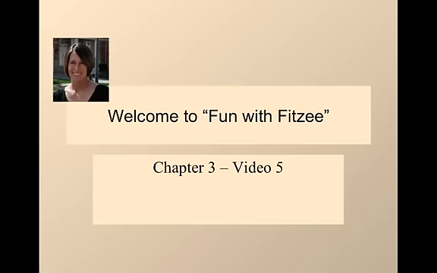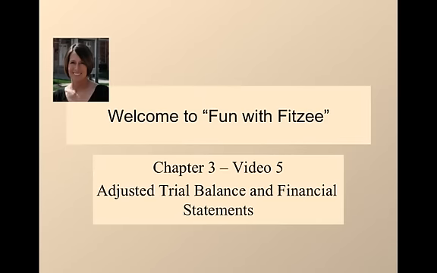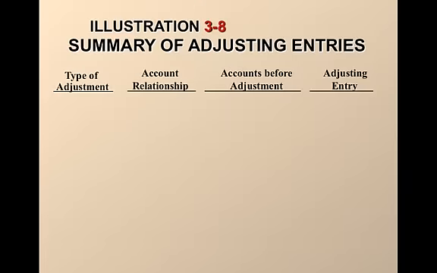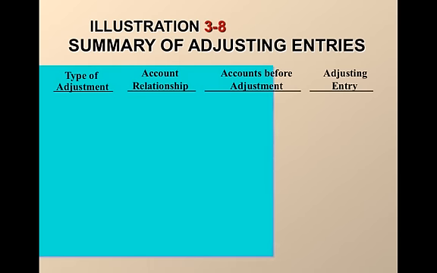Today's video is Chapter 3, Video 5. So this is the last video in our Chapter 3 videos. And basically we're just summing it all up and looking at an adjusted trial balance and financial statements at the end of our adjustments. And also this is a really good thing I think you should write down. We'll do an activity around this in class about the type of adjustment. So this is just like a recap.